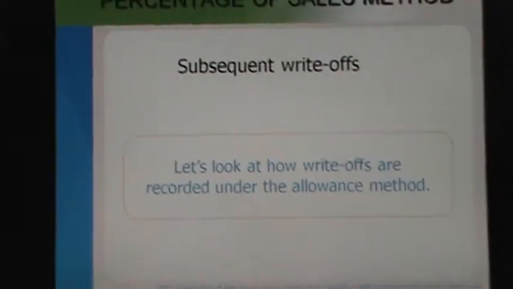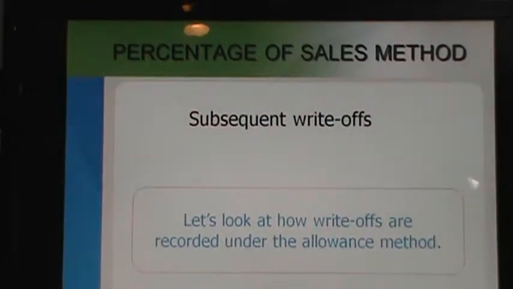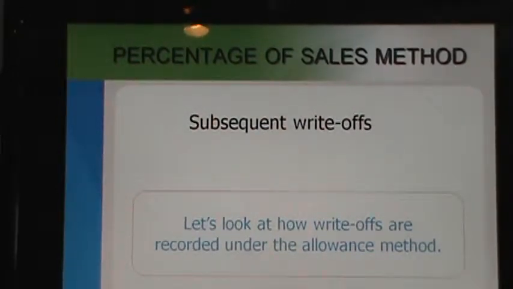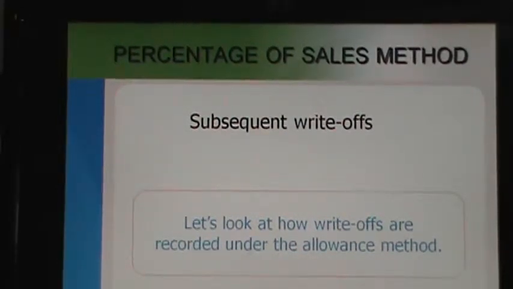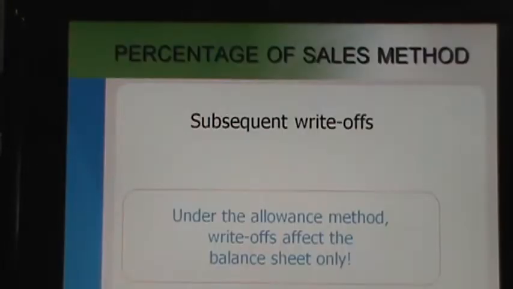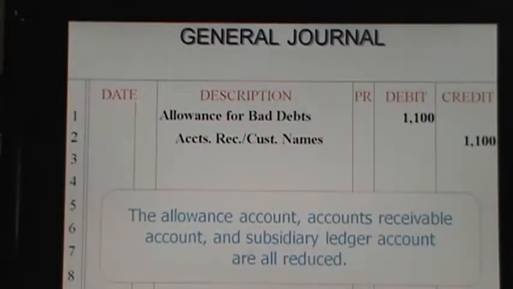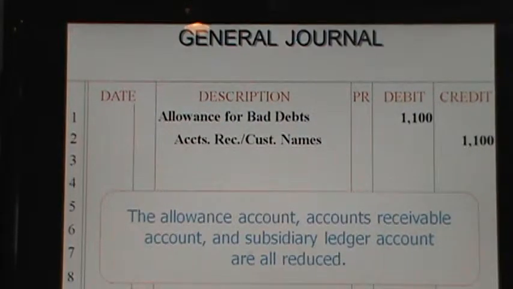So this is going to be the percentage of sales method. Subsequent write-offs. So let's look at how write-offs are recorded under the allowance method. Under the allowance method, the write-offs affect the balance sheet only. So the allowance account, accounts receivable, and the subsidiary ledger account are all reduced. And remember, the subsidiary ledger is the specific name of the person that has the accounts receivable.